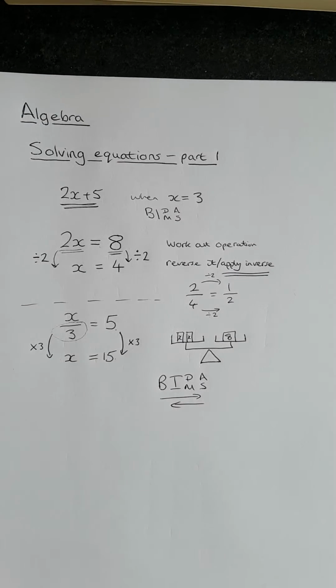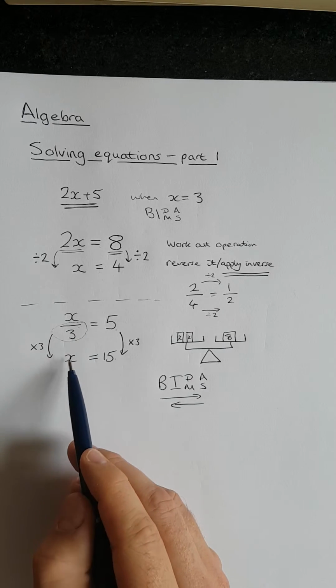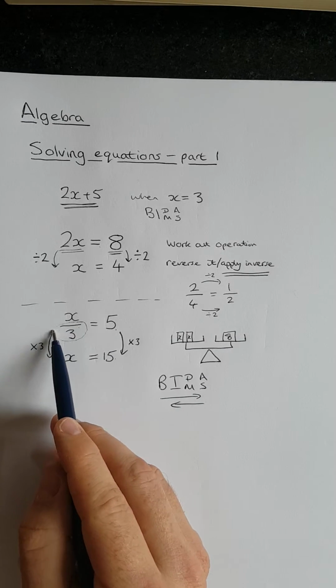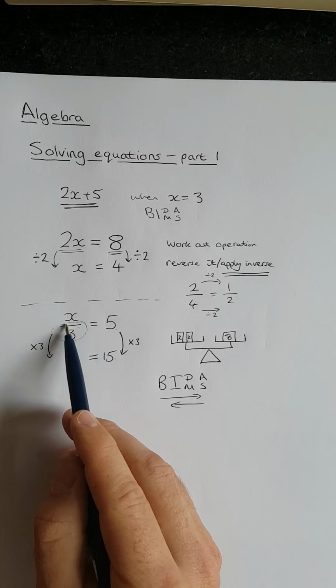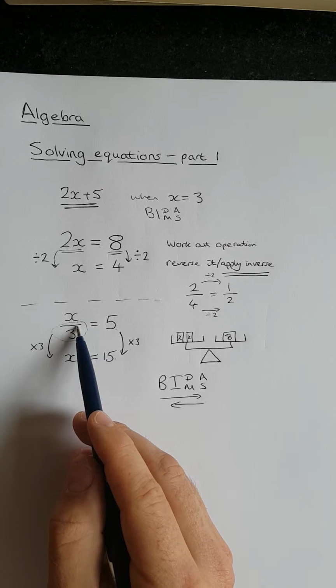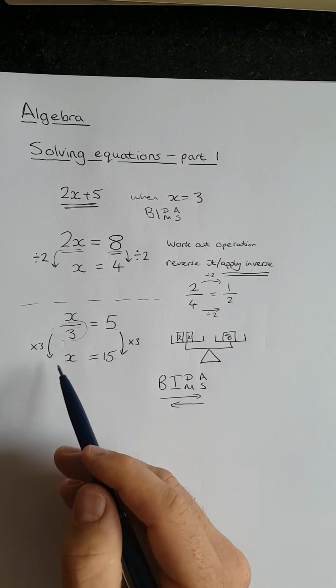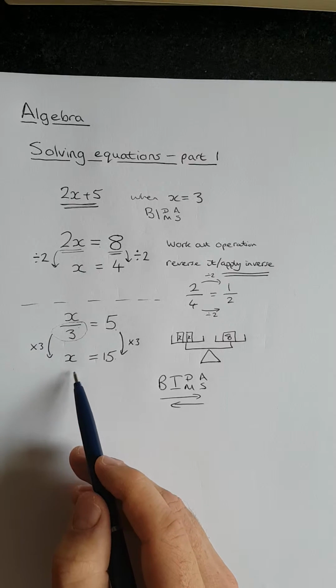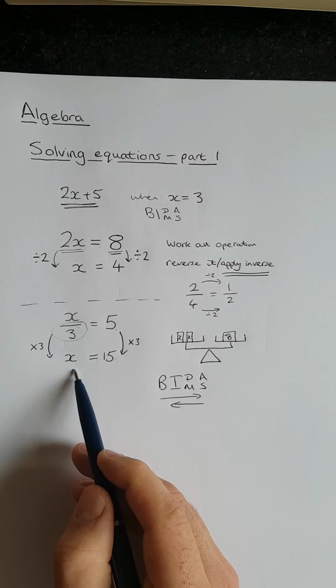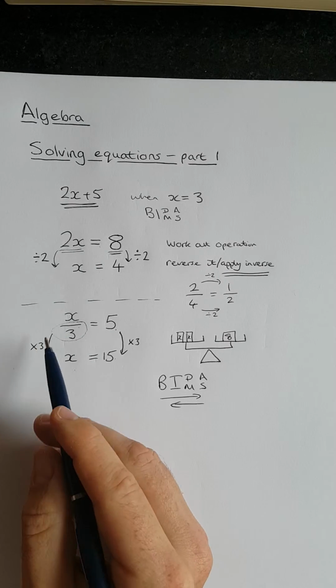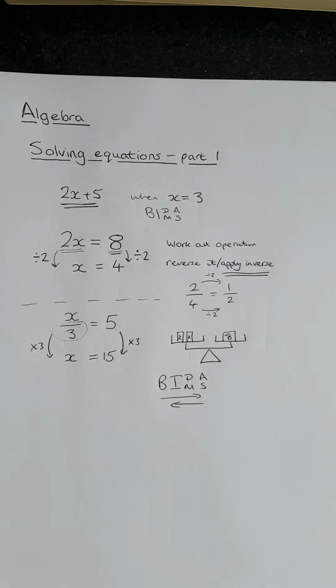This side will be clear to you. Remember over here, because we have this divide by 3, which we're trying to reverse or undo, we do not write it here because it's gone. The multiplying by 3 has cancelled it out.